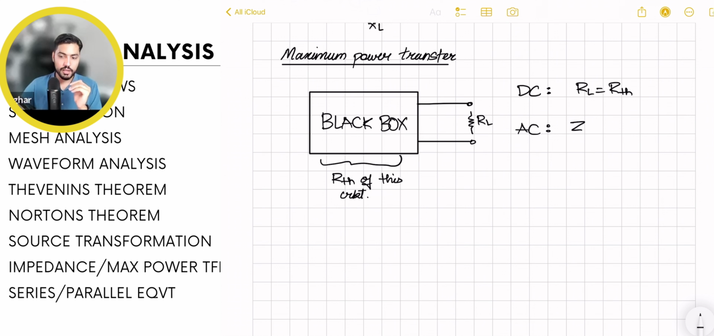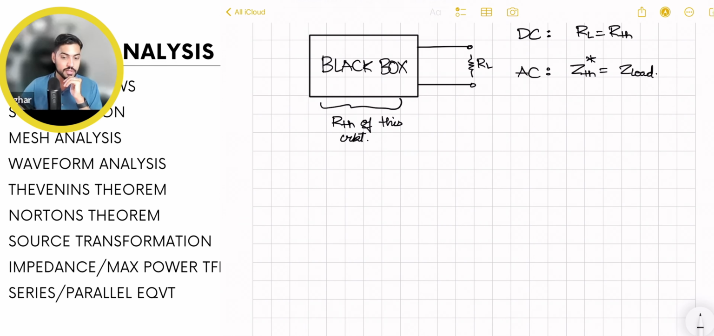So this is for the DC setup. And for the AC setup, because you can have an imaginary component as well, Z Thevenin should be equal to Z load. Actually, it should be equal to the conjugate.